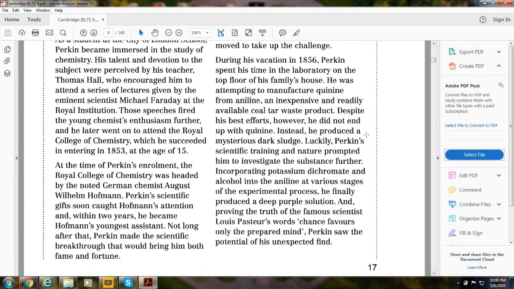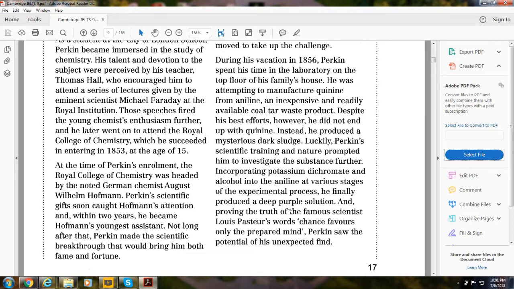And again, it's not about the reading, it's all about scanning and skimming. So just go like this: look for Louis Pasteur and the discoveries and inspiration of Perkin by the discoveries of Louis Pasteur in one statement. And now see this one out. Louis Pasteur is here, and let's just try to wrap it up. And proving the truth of the famous scientist Louis Pasteur's words, chance favors only the prepared mind, Perkin saw the potential of his unexpected find.